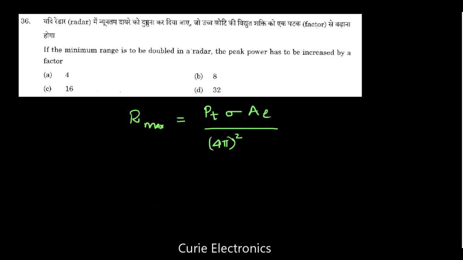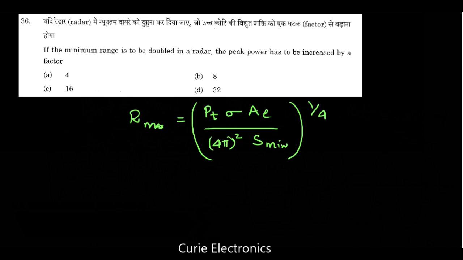At the maximum range, the received signal is minimum, that is S min, to the whole power 1 by 4. This is the range equation of a radar. See here, Pt is the transmitted power, sigma is the target area. Or we can consider aeroplane or whatever it is, wherever the waves hit, that is the target area. And A is the effective area of the receiver. S min is the minimum signal received by the radar.